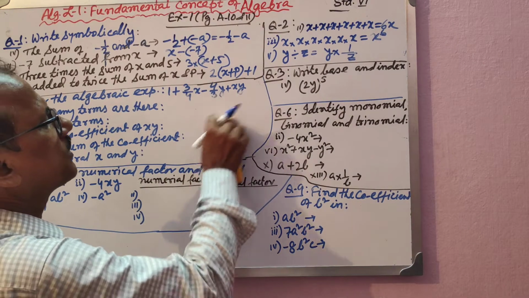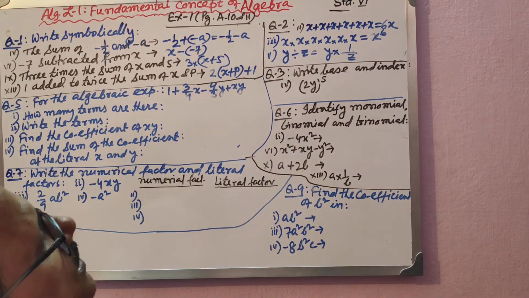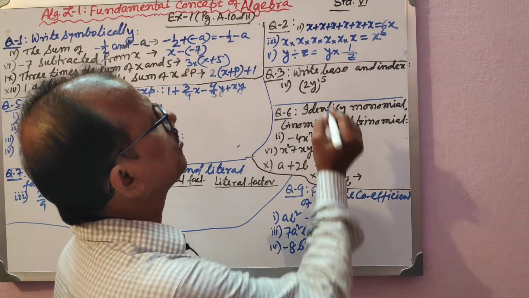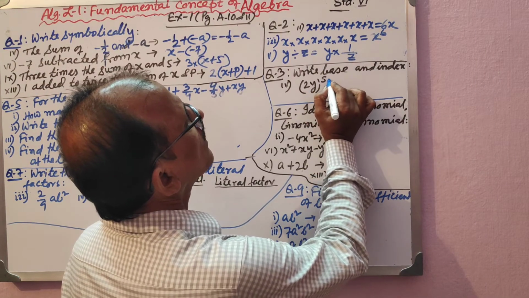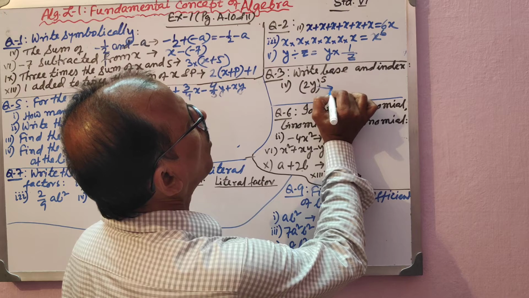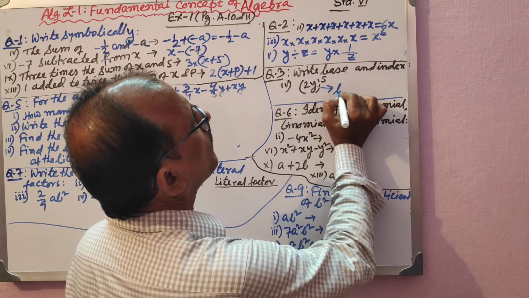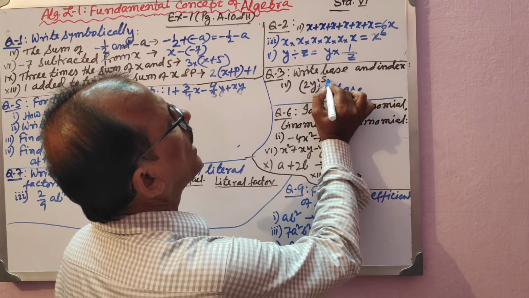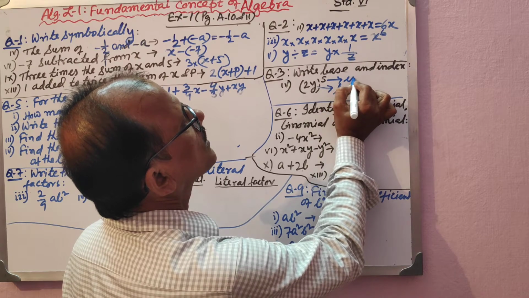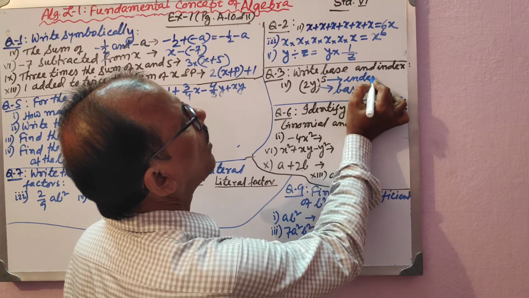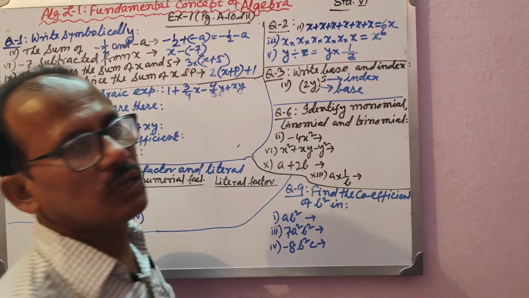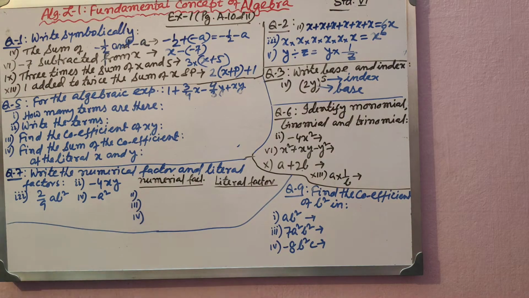Now moving on to question number 3. Question number 3 is also very simple. Write the base and the index. I said in my video, what is base? That for which the power is given is called the base. And the power is called the index. Index, power, or exponent.